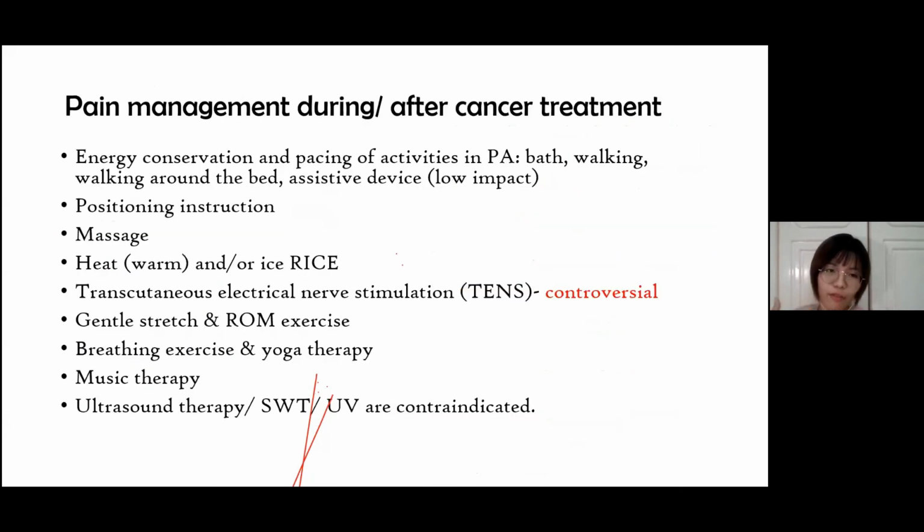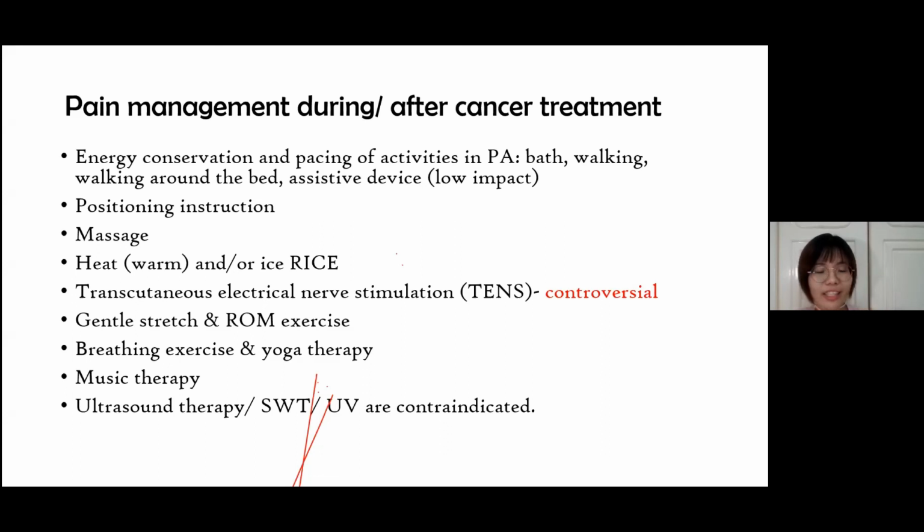So if we find out that it's cancer pain, normally we'll discuss with the doctor to see if any medication will help, either morphine or what. So the medication part we just inform the doctor, and let the doctor design what medication they're going to give. But what we can do as a physiotherapist is energy conserving and pacing activity.